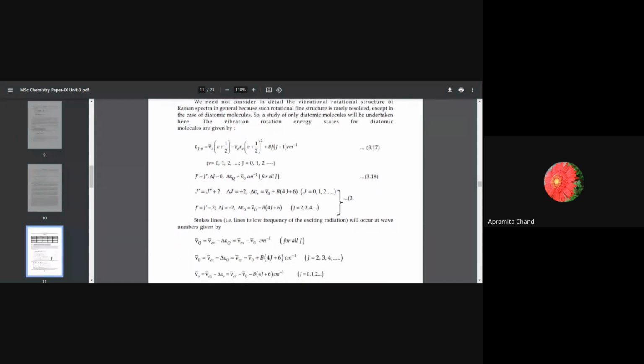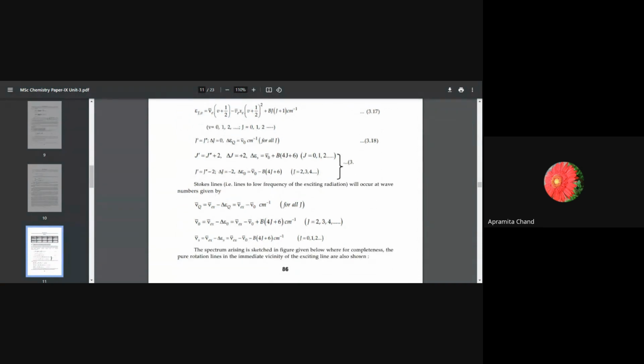And finally, there is a combined formula for vibrational rotational Raman spectra. It is just combining the formulas we have seen for rotational Raman spectra and vibrational Raman spectra. This part is for the vibrational Raman spectra. We already know nu E is equal to (n plus half) minus nu E x E into (n plus half) whole square, plus Bj into (j plus 1).